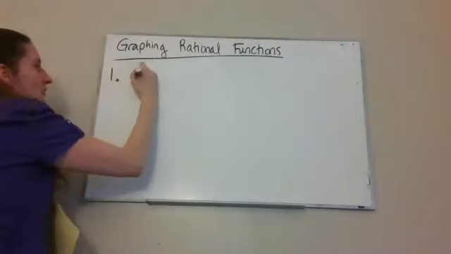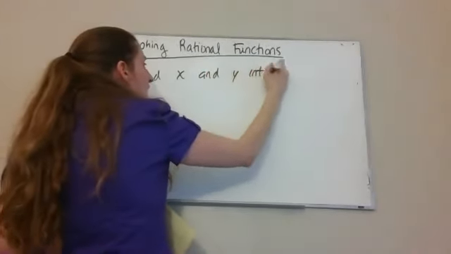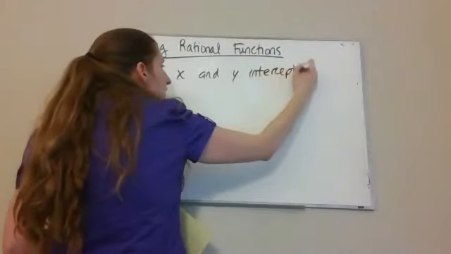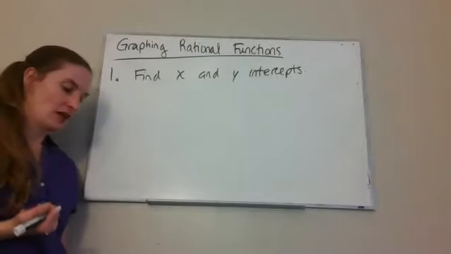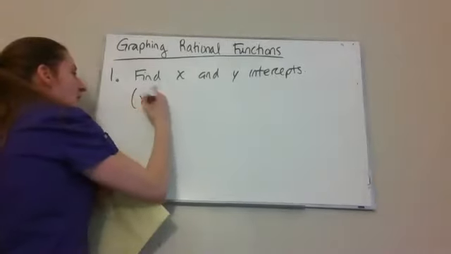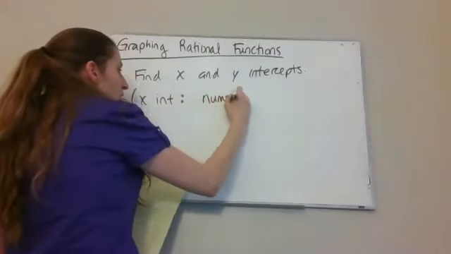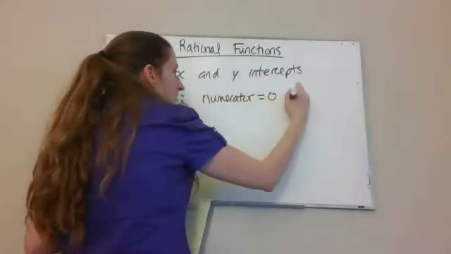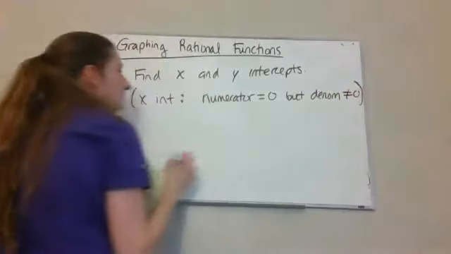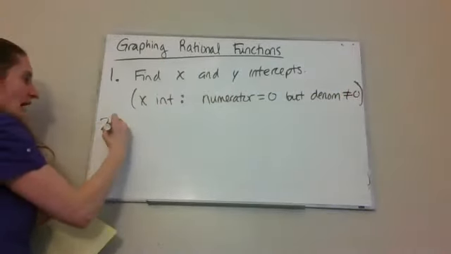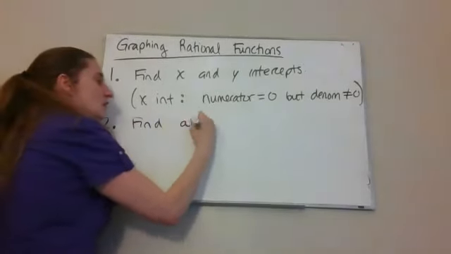Step 1, find the x and y intercepts. Remember, your y-intercept is what you get when you plug in x equals 0. Now your x-intercepts, you can find those by where the numerator equals 0, but the denominator is not 0. After you find your intercepts, find all of your asymptotes.